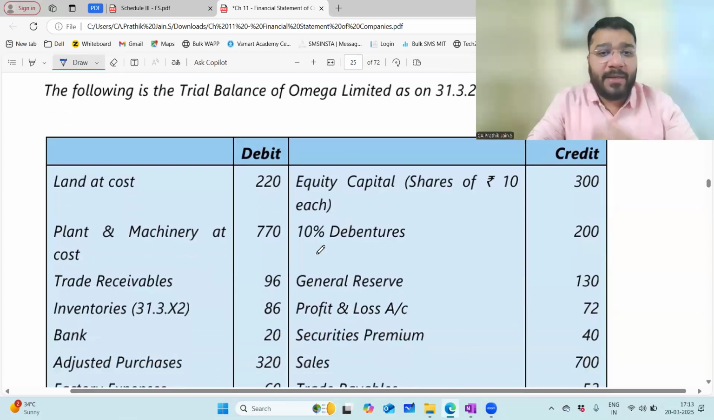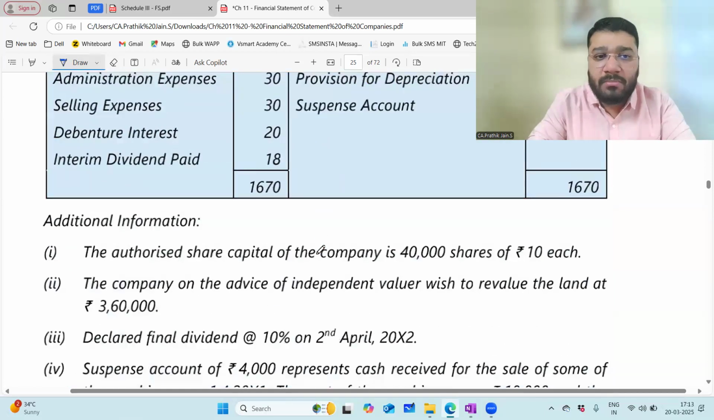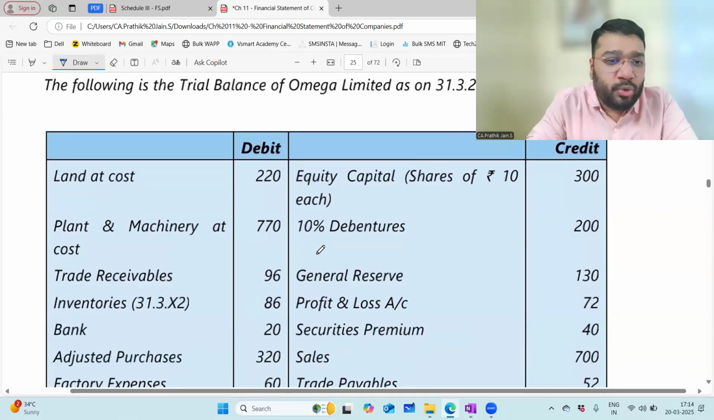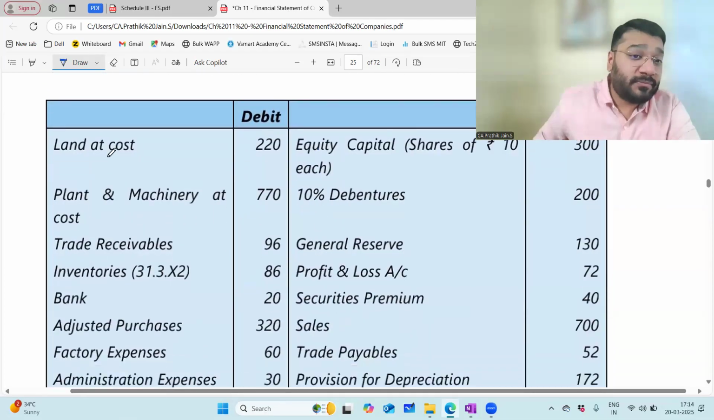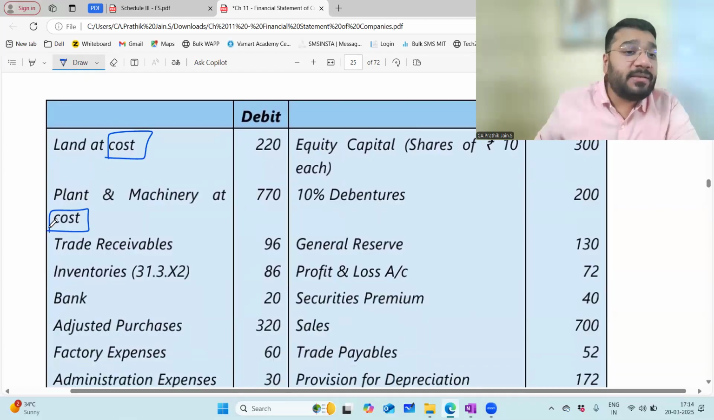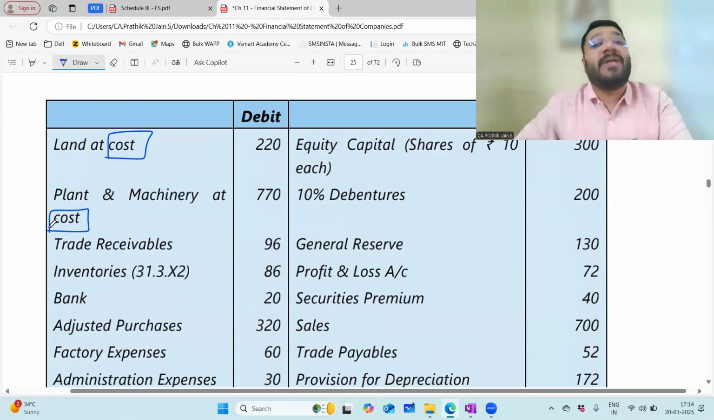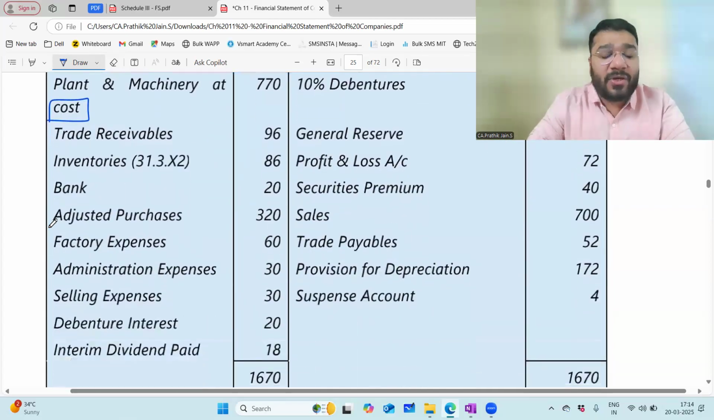Now they have given information, one debit column and another credit column, and both the totals are matching. So it's a trial balance. Now what have they given? Land at cost 220, plant and machinery at cost. What is the significance of the words at cost in the trial balance? It means the depreciation is never recorded in the asset account. Then where was the depreciation recorded? In the provision for depreciation account. So on the liability side, on the credit side, I will see provision for depreciation, and here we have it.